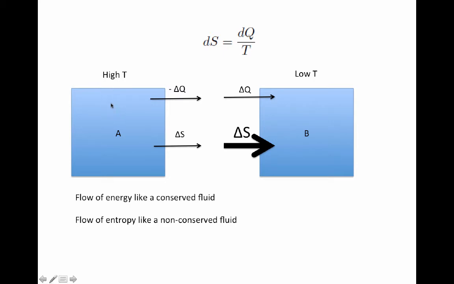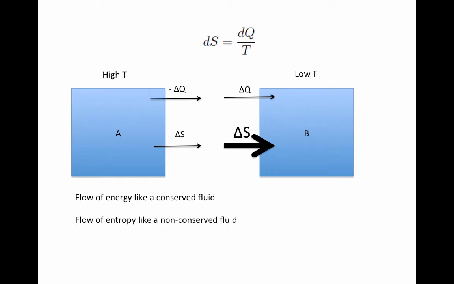T is higher for object A. That means delta S has to be lower because T is in the denominator down here. So higher T means smaller delta S. So object A loses some entropy, but the magnitude of that entropy is smaller than the entropy gained by object B. Object B is at a lower temperature, and a lower T in this formula means higher delta S. So object B gains more entropy than object A loses, which means that the net change in entropy is positive.